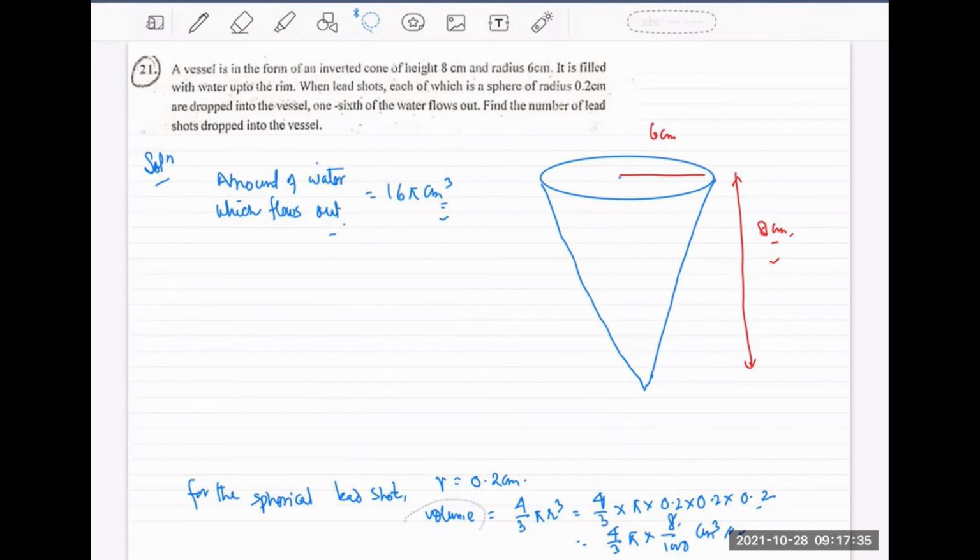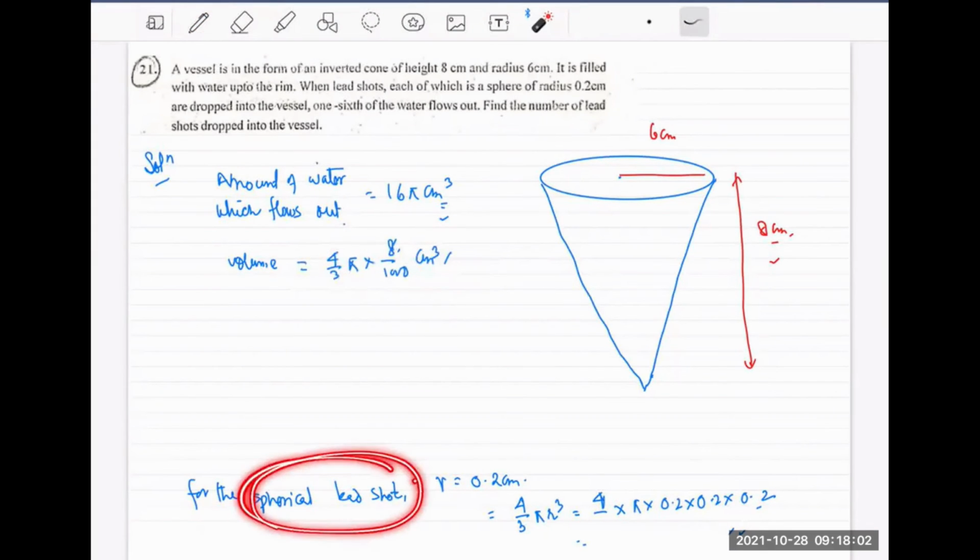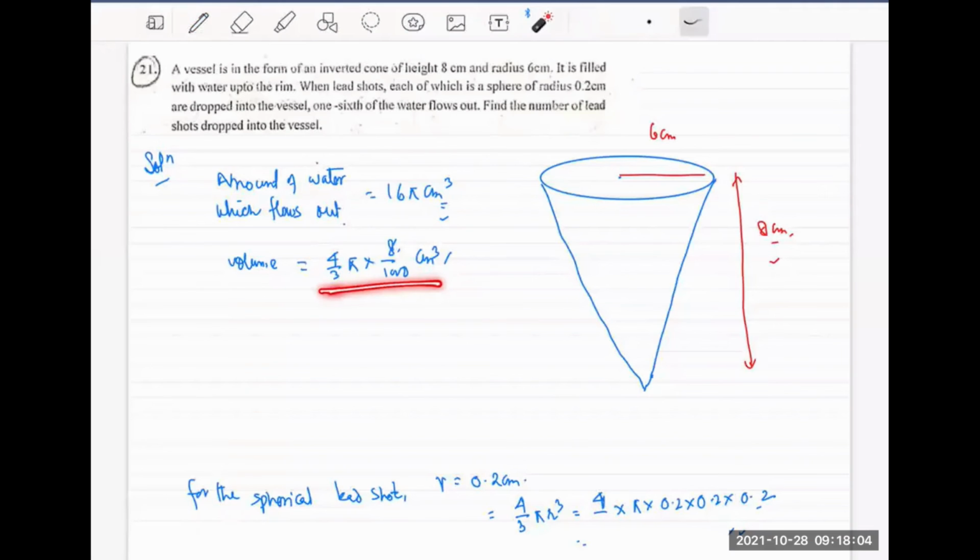And the volume of the lead shot is how much? This portion right here. Okay, look. Actually, this much water flows out. What is this? This is the volume of one lead shot. Okay, spherical lead shot, one lead shot, the volume is this much.